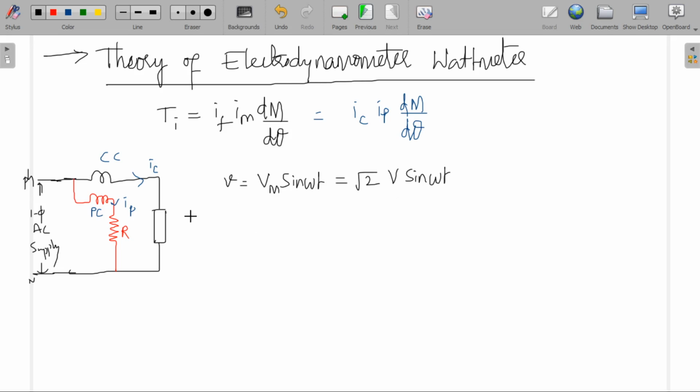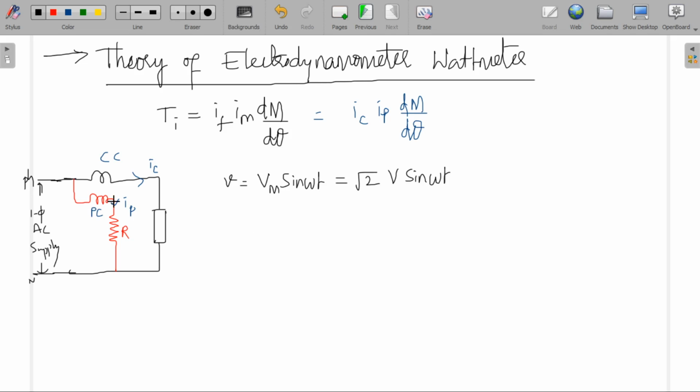Now, we consider this pressure coil is resistive in nature. If the pressure coil circuit has a very high resistance, it can be treated as a resistive circuit. Then only we can measure true power. If this pressure coil is resistive in nature, then only we can measure true power. So it is better to make this pressure coil as resistive as possible.